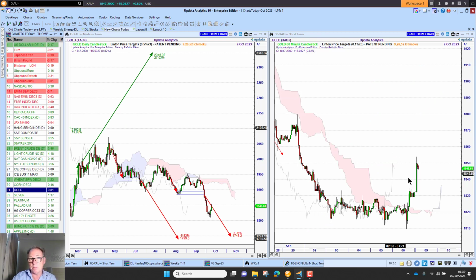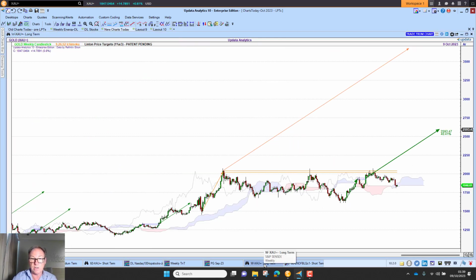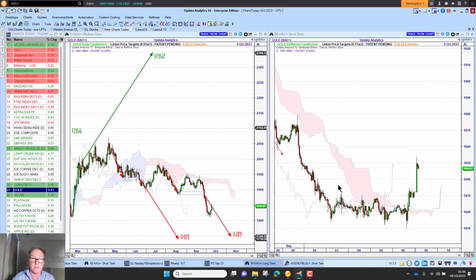We have moved back above the cloud. We are short of short-term targets, and we do have these downside targets, so it's still not clear with gold. And of course, if we look at the long-term chart with gold, we've got to make new highs to activate this big upside target. This one has been activated, some 40% higher to 2,500, but we really want to see gold making new highs to feel confident about that. Certainly getting back above 2,000.